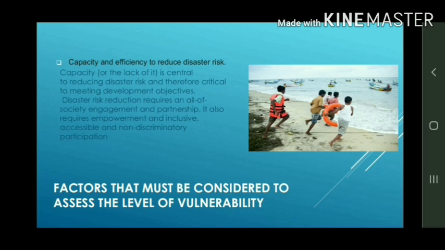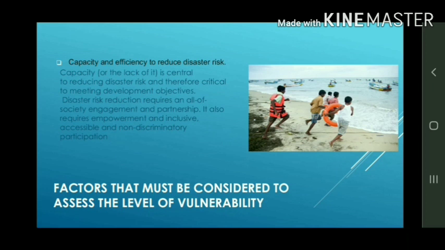Capacity and efficiency to reduce disaster risk. Capacity or the lack of it is central to reducing disaster risk and therefore critical to meeting development objectives. So very very important or very very significant yung capacity and efficiency to reduce disaster risk. So disaster risk reduction requires an all of society engagement and partnership. So dapat united yung society in partnership with the community or with the government.